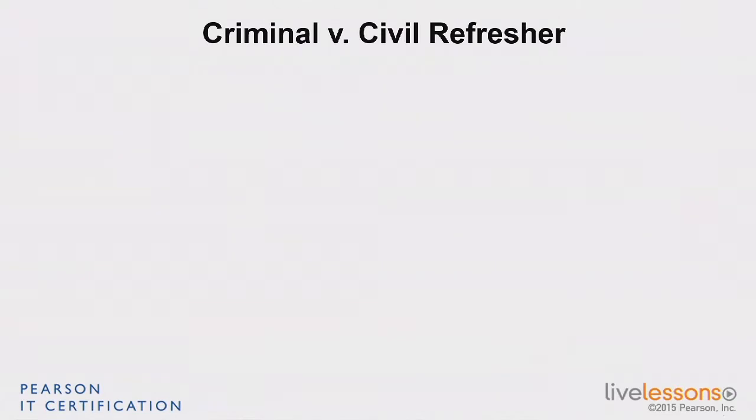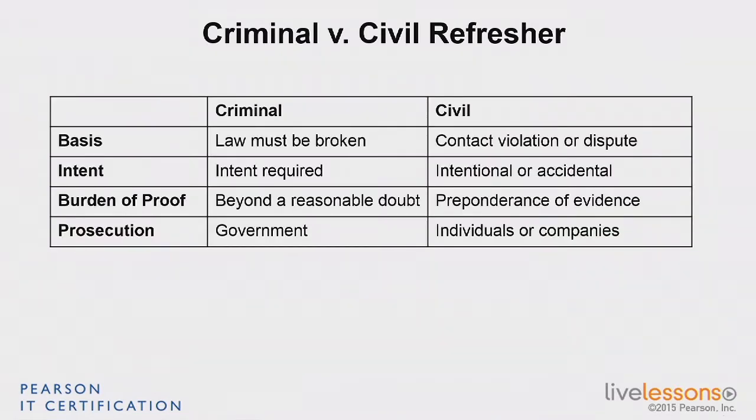So just jumping all the way back to Lesson 1, let's do a criminal versus civil refresher. When we talked about criminal law and civil law in Lesson 1, just reviewing criminal law first. Criminal law, the basis is a law must be broken. The intent is that there must be intent required. The burden of proof is beyond a reasonable doubt, and prosecution can only be by the government. Remember, criminal laws are those to protect individuals or society.